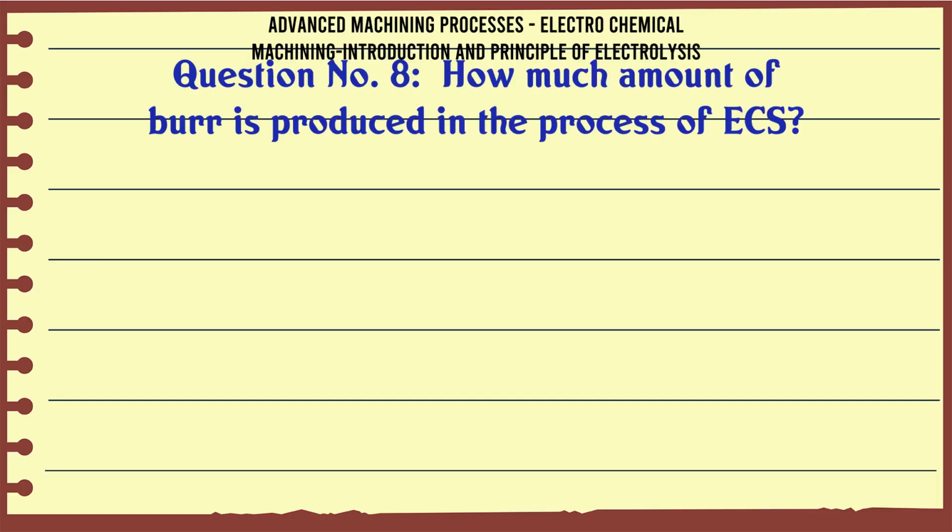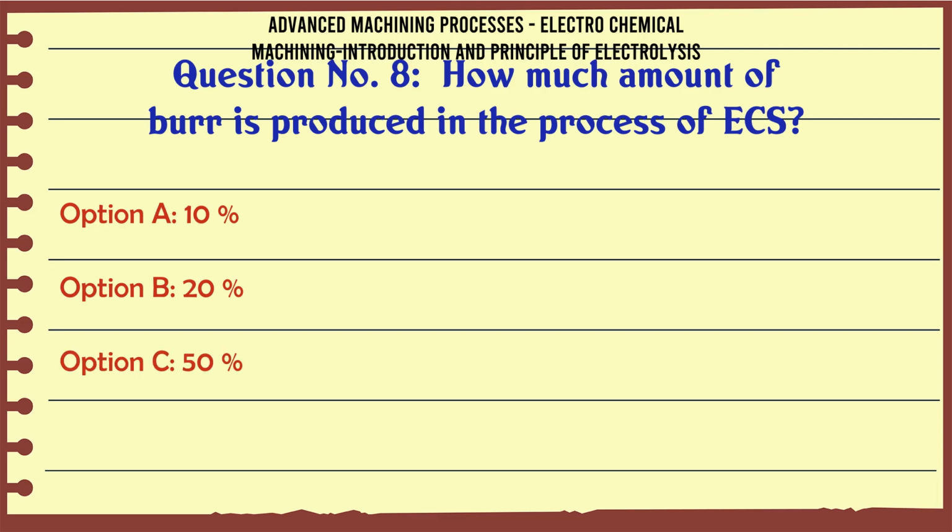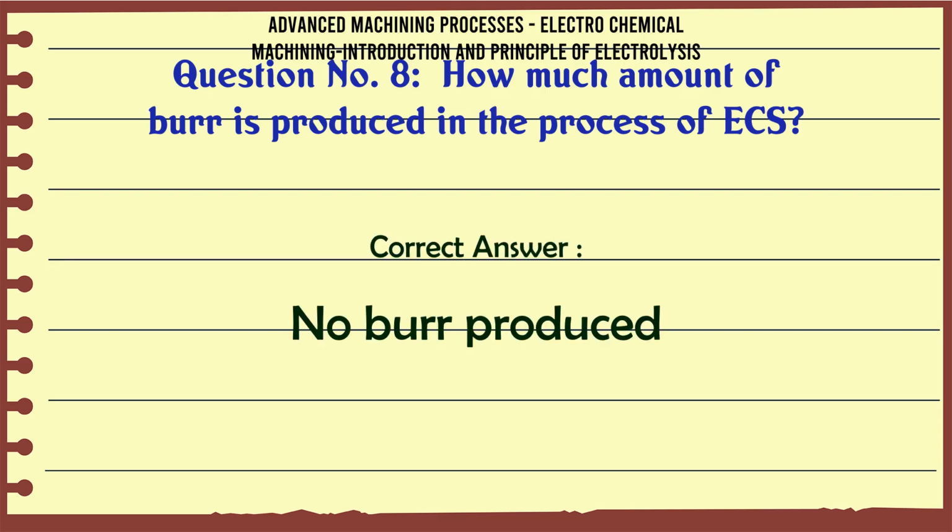How much amount of burr is produced in the process of ECS? A. 10, B. 20, C. 50, D. No burr produced. The correct answer is no burr produced.